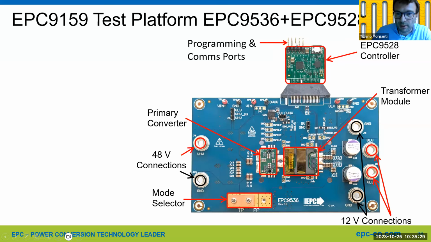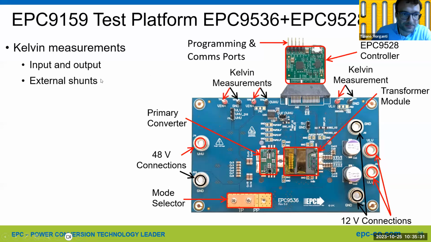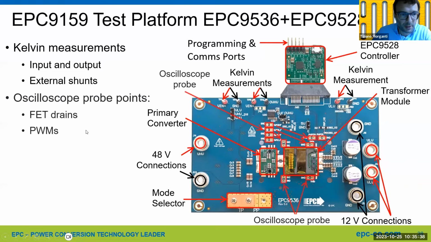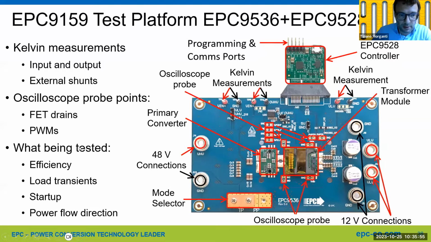And this is the controller and the programming port for the controller. We have test points to do Kelvin measurement of input and output. So we do not provide the chance to measure the current. The probe points, we have the FET drains on the primary side, the PWM signals from the controller, and we tested efficiency, load transients, startup, and power flow modes.